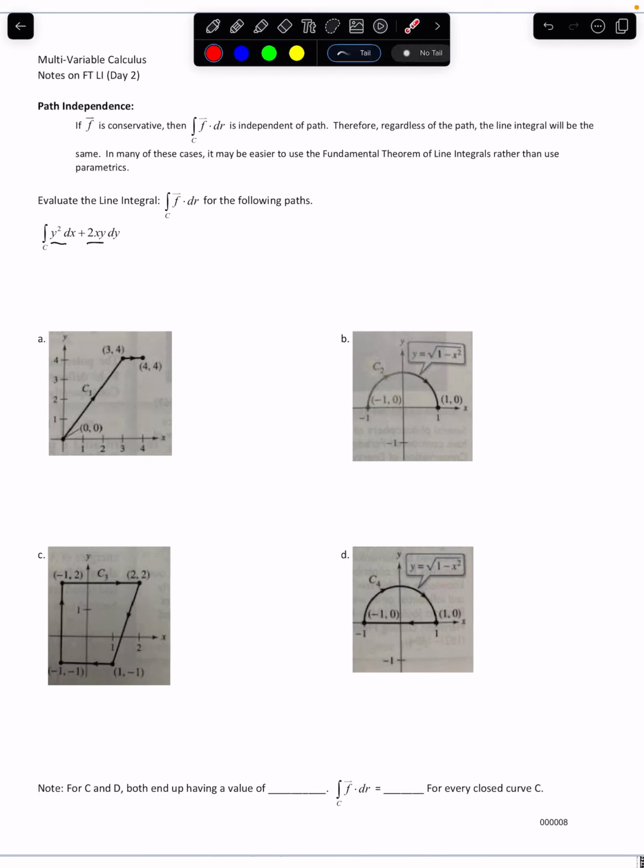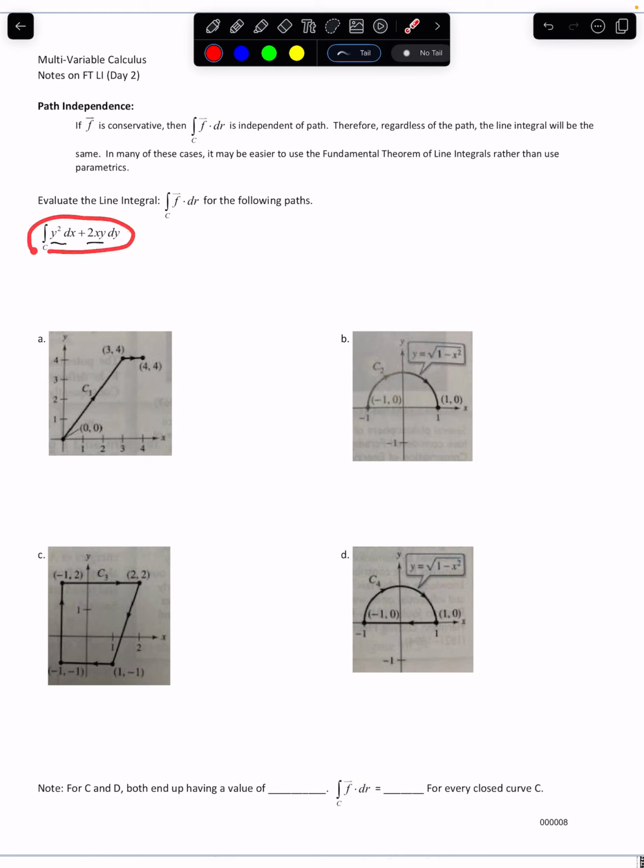Hello, welcome back. In this video, we're going to continue our notes on the fundamental theorem of line integrals. We talked in a previous video that if we know a vector field is conservative, then it's independent of path. Therefore, regardless of path, the line integral is going to be the same. And in many cases, this is going to be easier for us to use the fundamental theorem of line integrals. So in the following examples, we are going to evaluate the line integral.